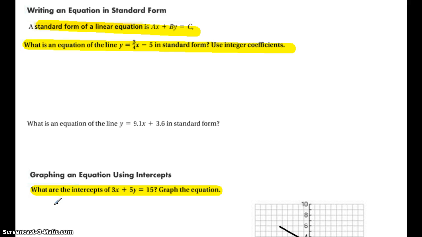I wanted to finish off a couple ideas about standard form. And we got a nice little definition here for standard form of a linear equation. This would be a great note for your Cornell notes. And also, if you can, I know you can, go ahead and write this whole problem out in your Cornell notes. And we're going to go ahead and solve or get this in standard form using integer coefficients. Now that we've got that written down, let's take a look.